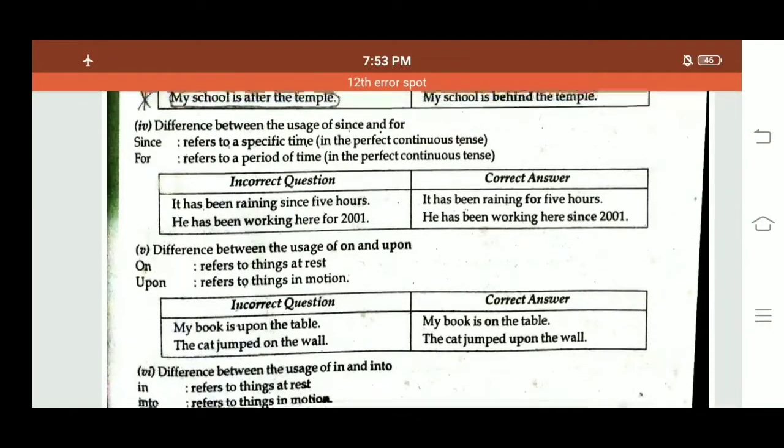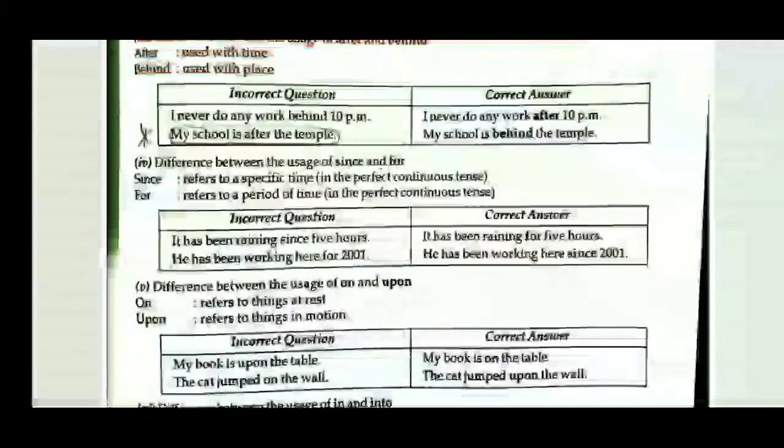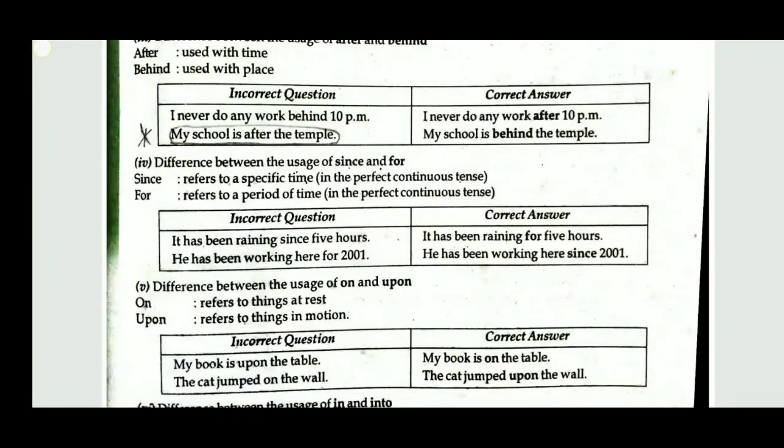Difference between the usage of on and upon. On refers to things at rest. Upon refers to things in motion. Incorrect sentence: My book is upon the table. It's wrong because books can't move on their own. A book is at rest. So my book is on the table is correct, because we refer to things at rest.